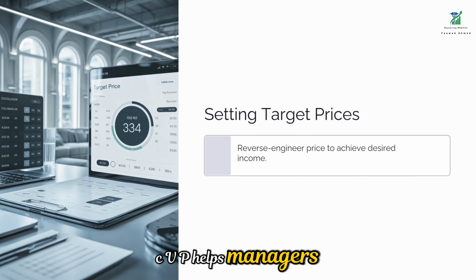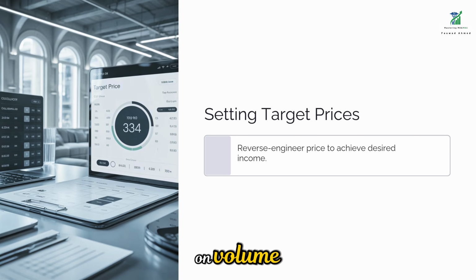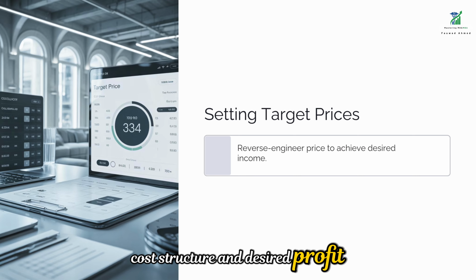Setting target prices. CVP helps managers determine the price needed to achieve a required operating income. Managers reverse engineer price based on volume, cost structure, and desired profit.